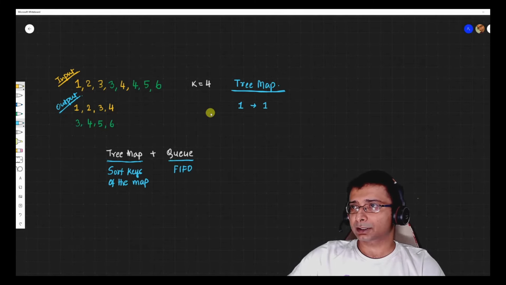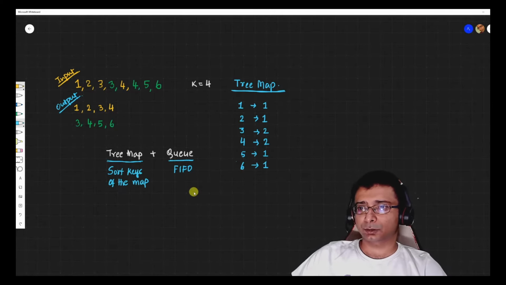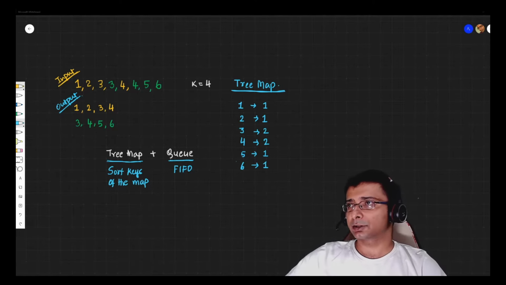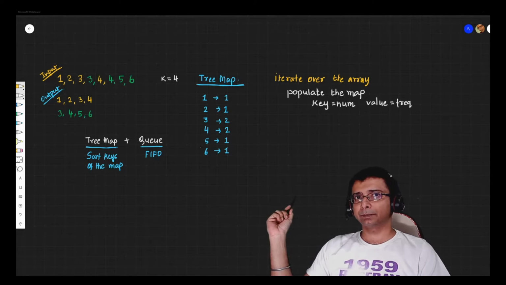So 1 we have seen just one time. 2 also we have seen just one time, and similarly we'll fill up the rest of the map. So at the end of this loop, we will have this map created. That is going to be the first part of our algorithm, right? So let's put it down. At the end of the first iteration, we will populate the map.